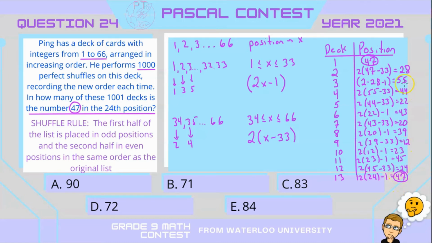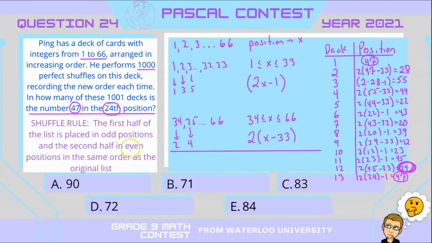Which means this whole process, these 12 shuffles, are just going to repeat and repeat and repeat. And in these 12 shuffles, how many times did we end up in position 24? Well, right here, once. So after 12 shuffles, we end up in position 24. Alright, so what about after 1,000 shuffles?